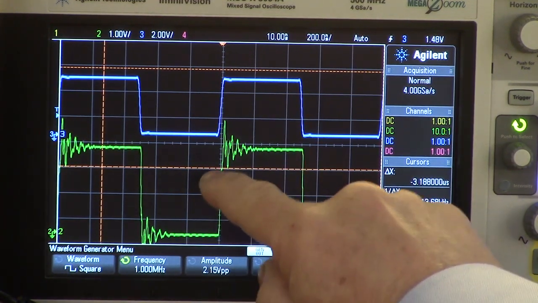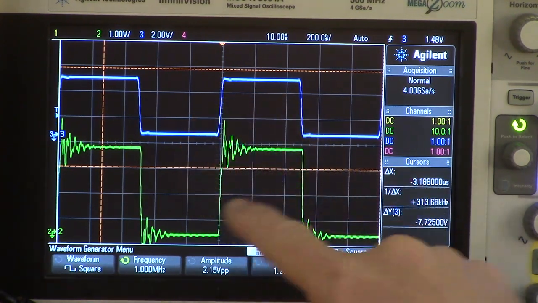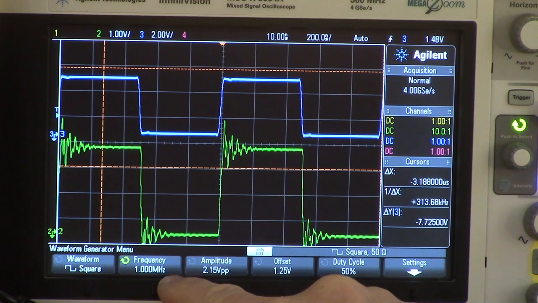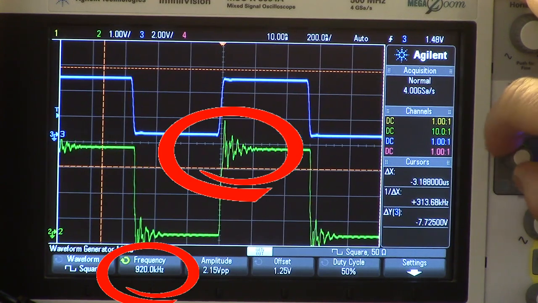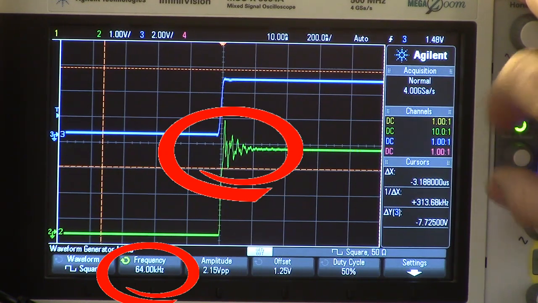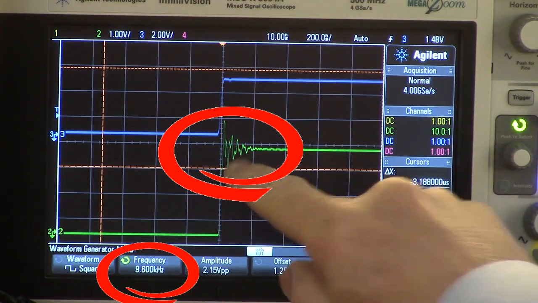But clearly, we can see that there's this oddball ringing going on. And this ringing is the entire focus of my discussion today. The square wave's frequency is given right here. You can see it's 1 megahertz. Now watch as I change that frequency. I'm going to make it slower and slower. We're down to 80 kilohertz. Here's 50 kilohertz, 10 kilohertz. You'll notice that the signal hasn't changed at all.